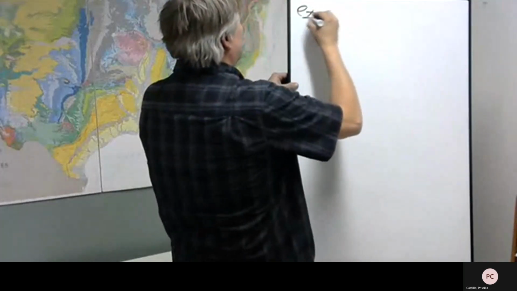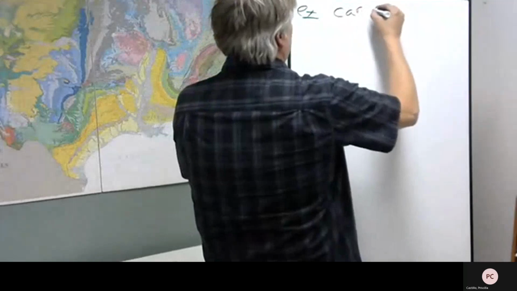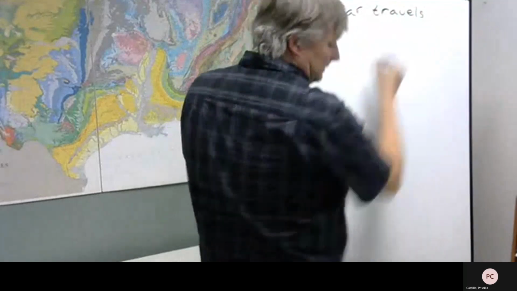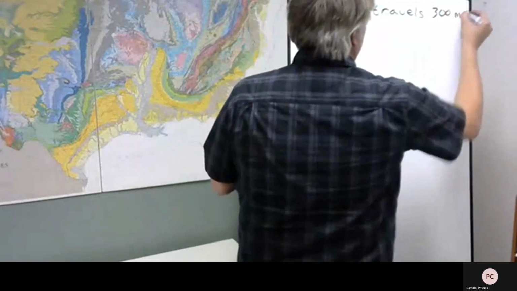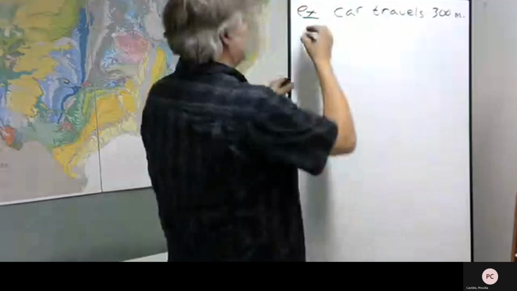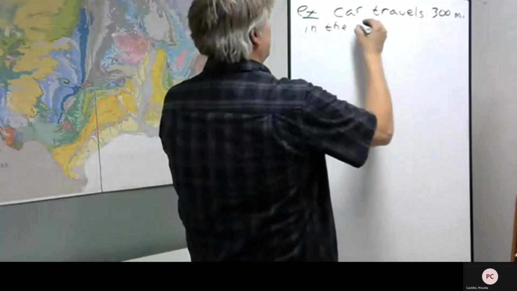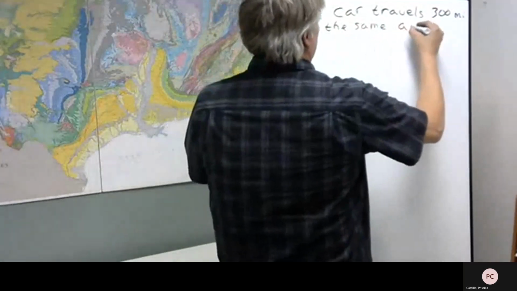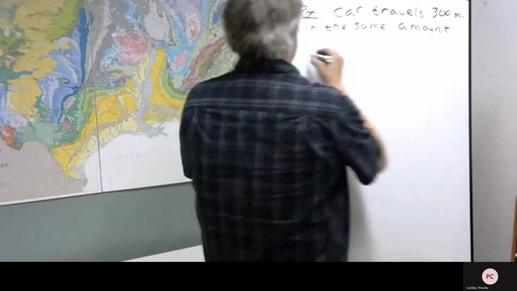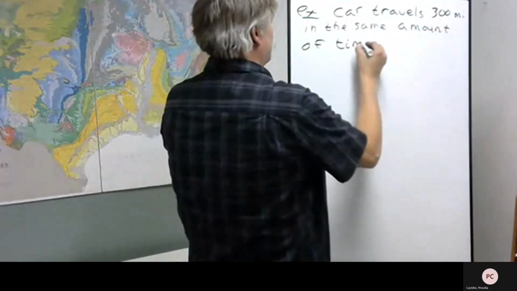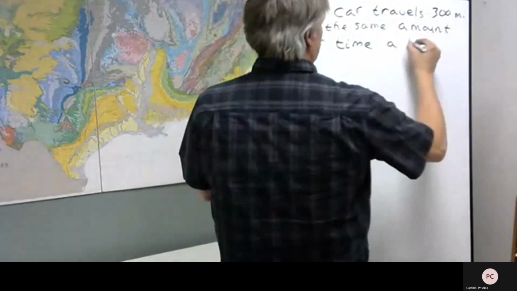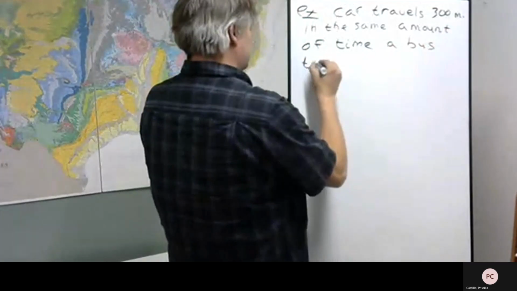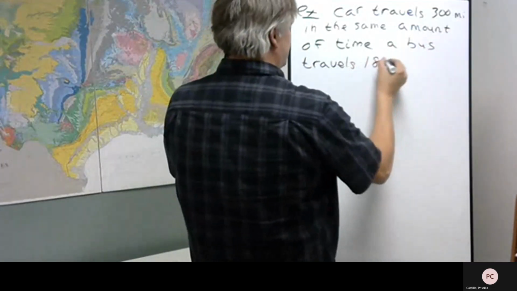So let's say we have this. A car travels 300 miles in the same amount of time a bus travels 180 miles.